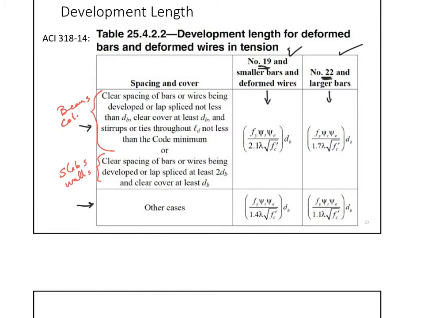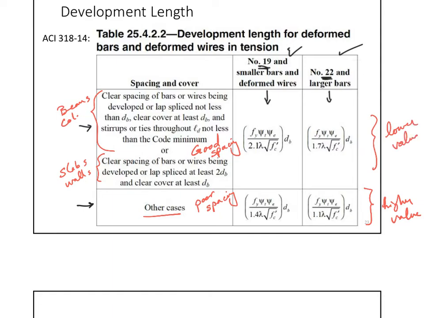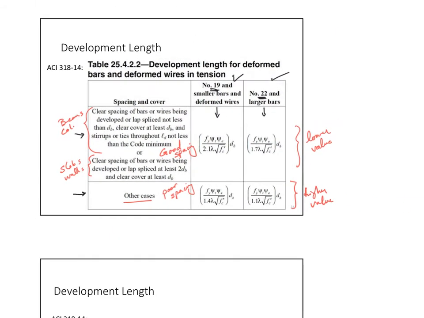Now if you don't fulfill the good spacing, then you have to go with the other case, which is poor spacing. Now which one gives higher values? This one gives higher values. Those here will give you a higher value, and this here gives you the lower value. Why the lower value? Because you already have good spacing between the bars. If I have enough spacing between each bar and the next bar, I have good spacing. I have enough spacing between the bar and the concrete cover, then I go with the larger values.